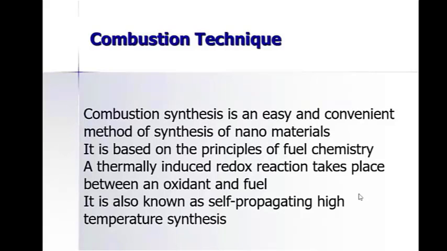Now next is the combustion technique. So the combustion technique is a simple, easy, convenient method for synthesis of nanomaterials. We are using the principle of combustion and applying it for synthesis of nanomaterials. It is based on the principle of fuel chemistry.